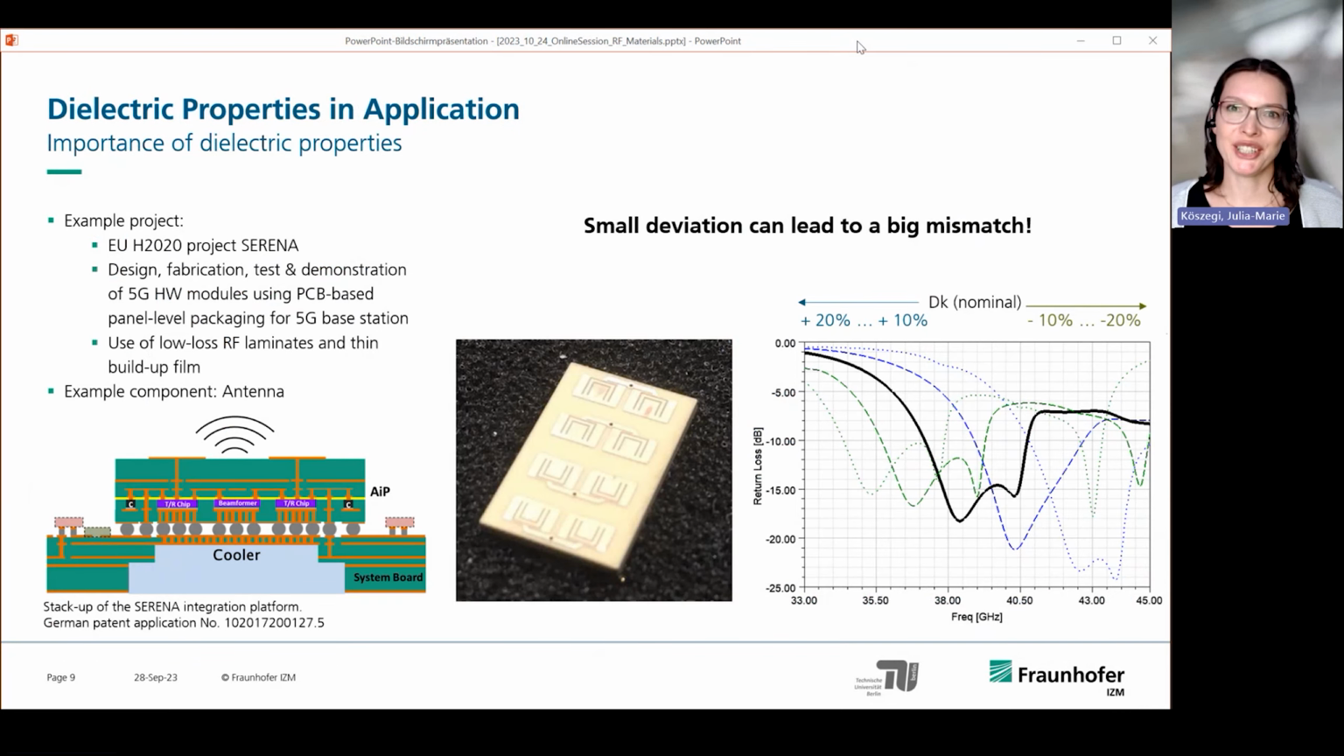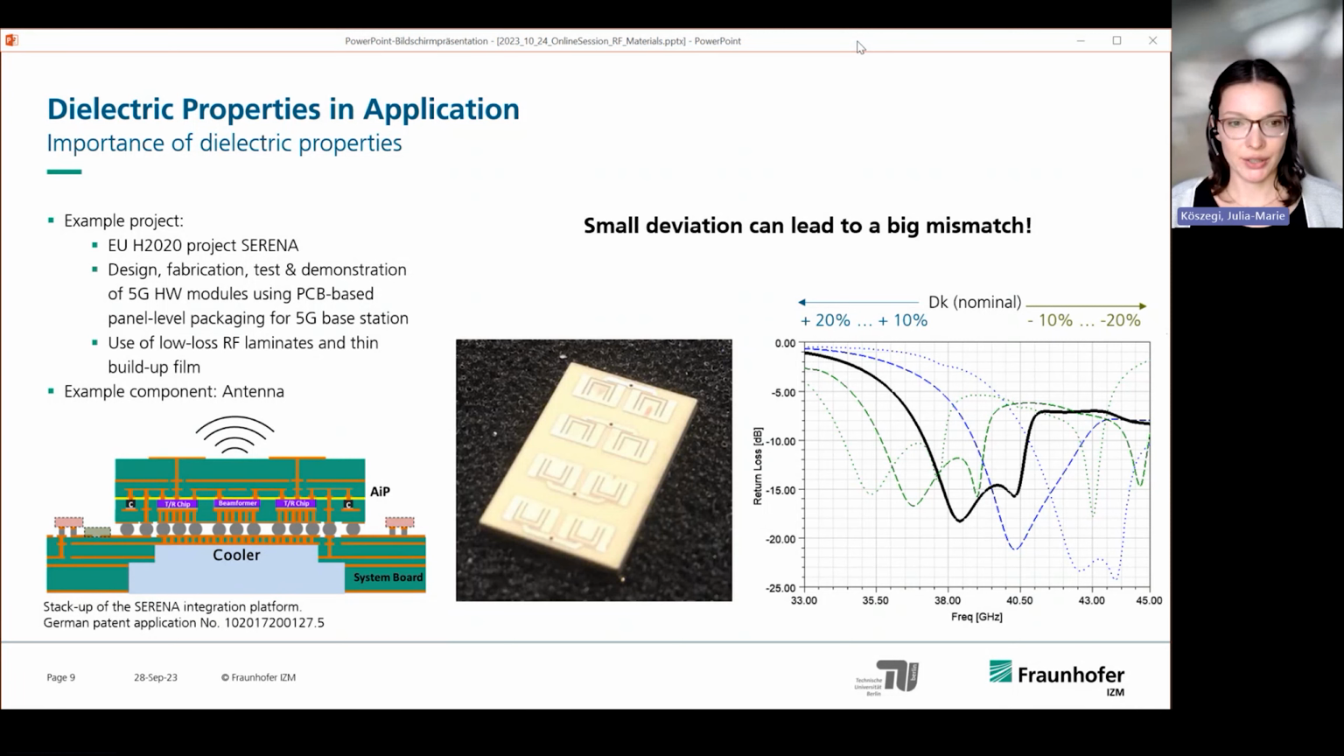Now, dielectric materials, I just said it. So what are the important parameters? I think probably everybody who's in this call knows the important parameters are the dielectric constant and the loss tangent, so Dk and Df. Here I brought one example slide from one of the projects that we did a while ago. It was a Horizon 2020 project.